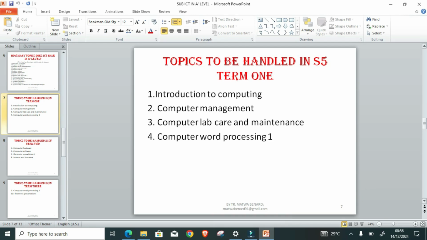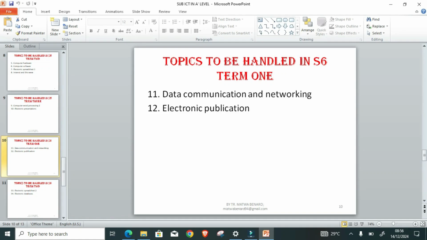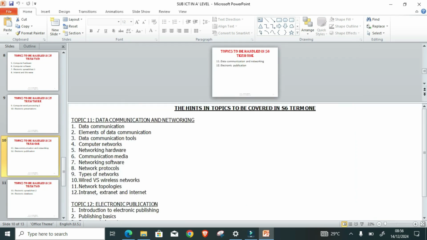And now we go to Senior 6 Term 1. You have 2 topics to cover, that is topic 11 and topic 12. The first topic is data communication and networking, and the second one is electronic publication. So what are some of the things I'm meant to cover here? Under data communication and networking, you have 12 sub-topics.